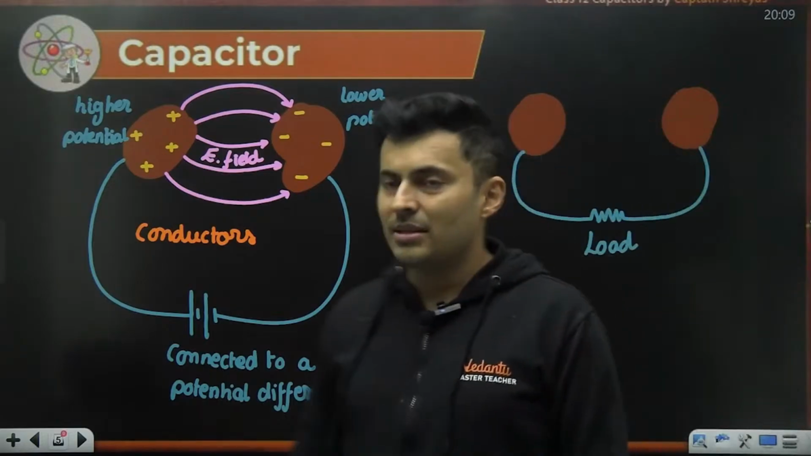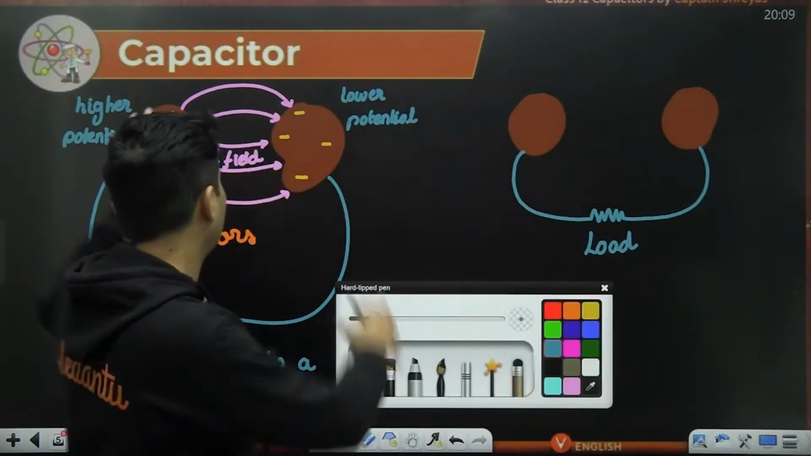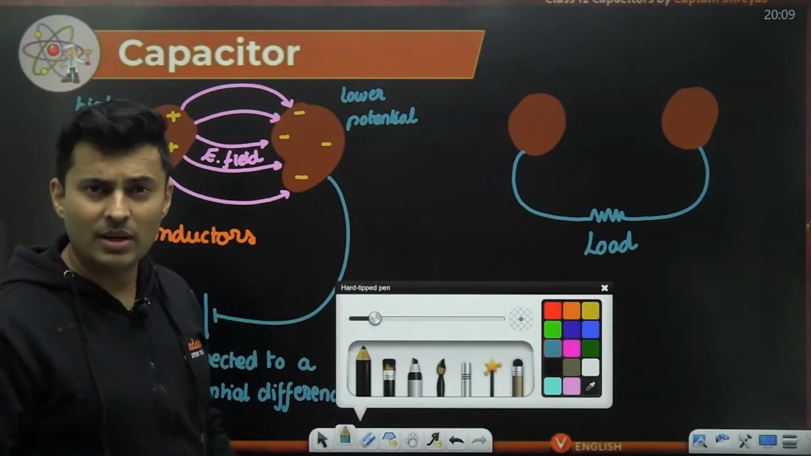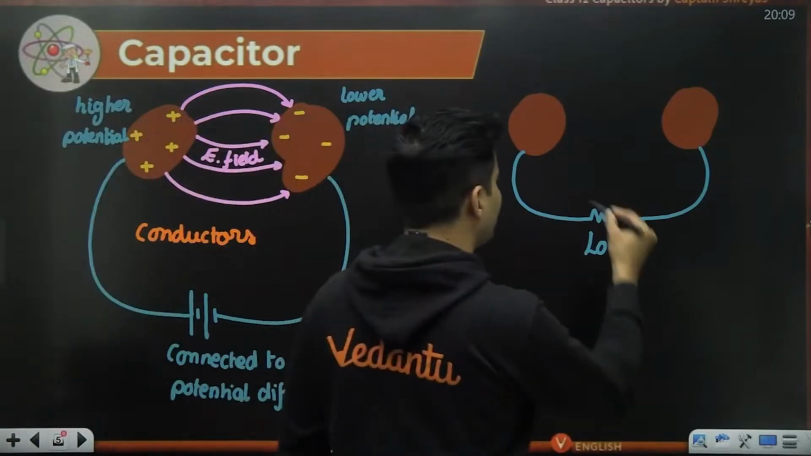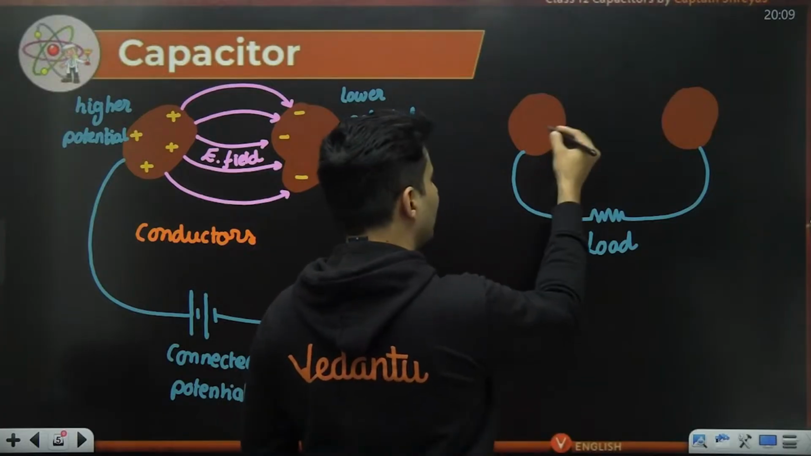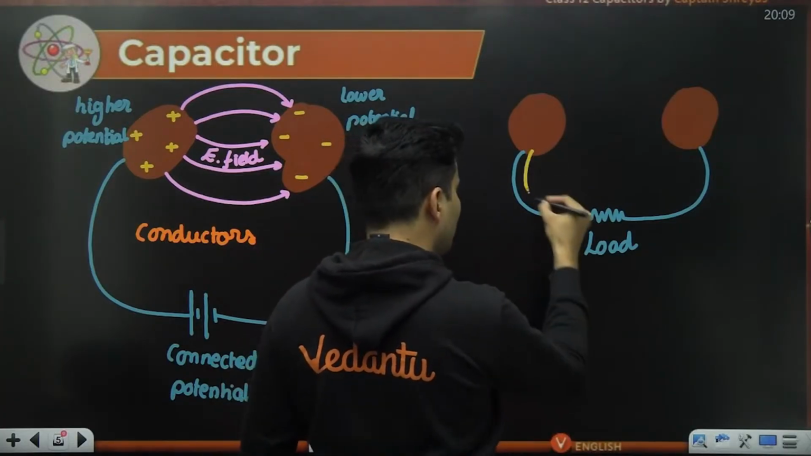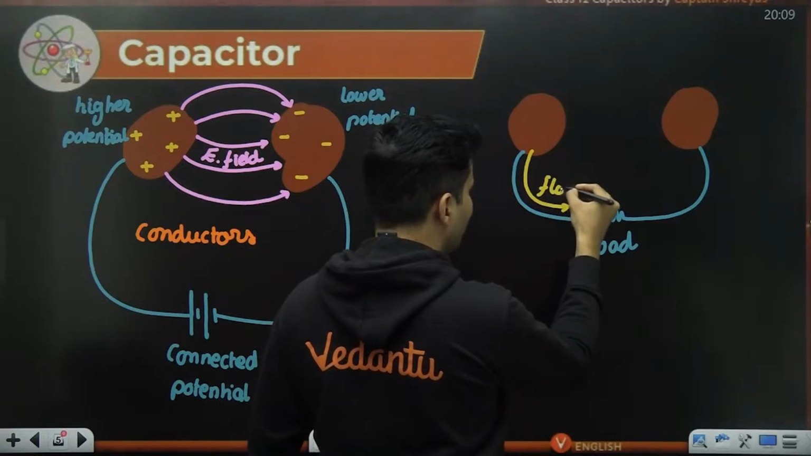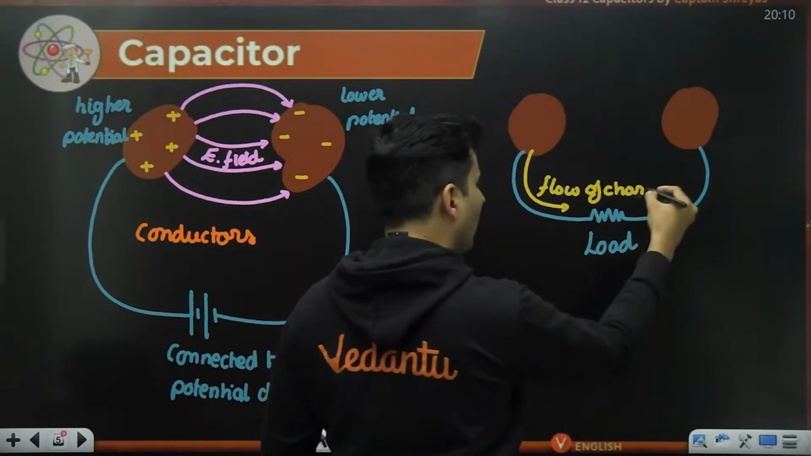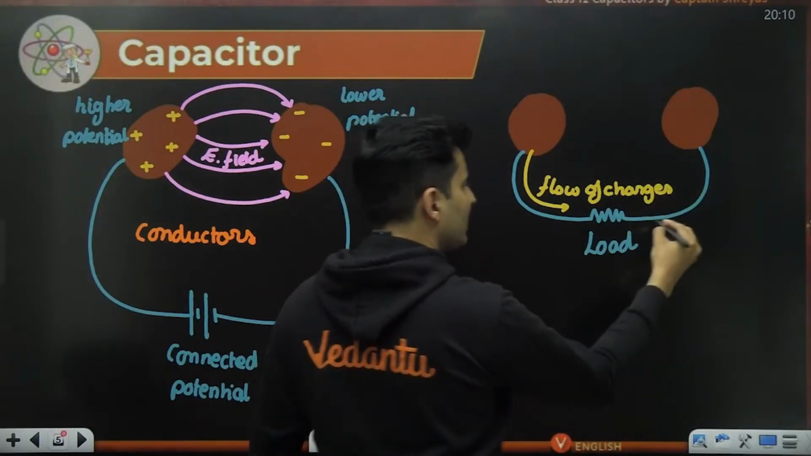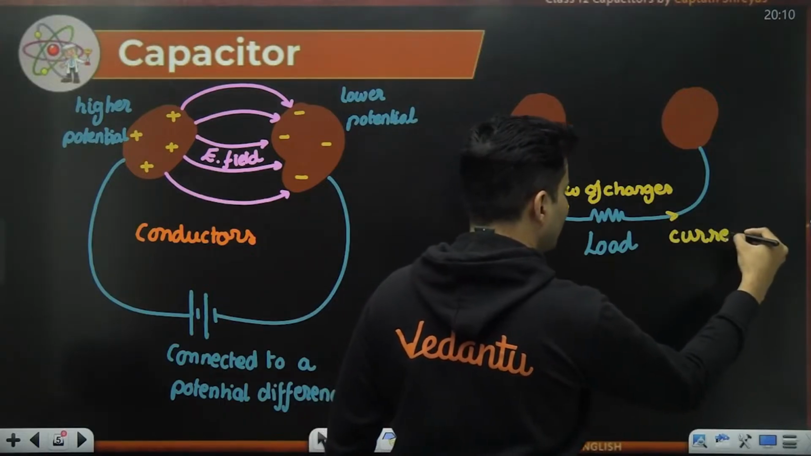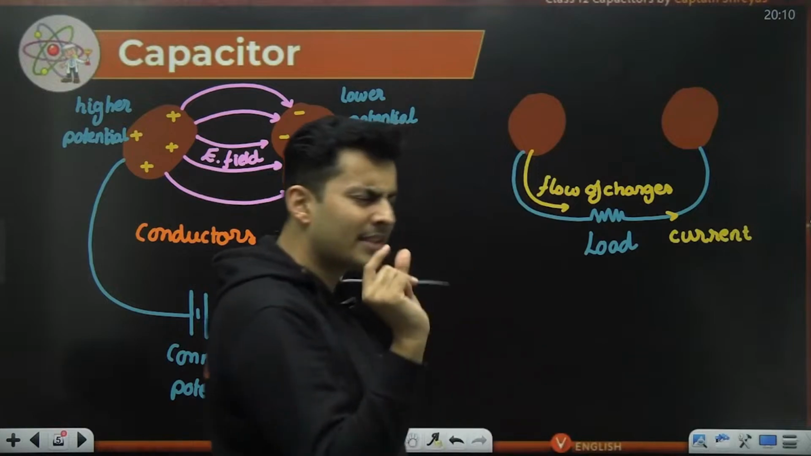What will happen the moment you remove the battery and connect some kind of device, immediately you will start seeing that the charges will start flowing. The charges from here will start disappearing, and there will be a flow of charges through this. And whenever there is a flow of charges, that means there will be a current. But this current will only last for some time.